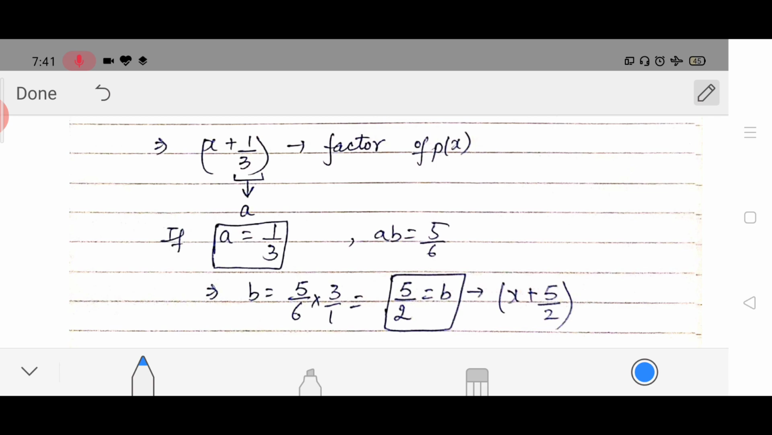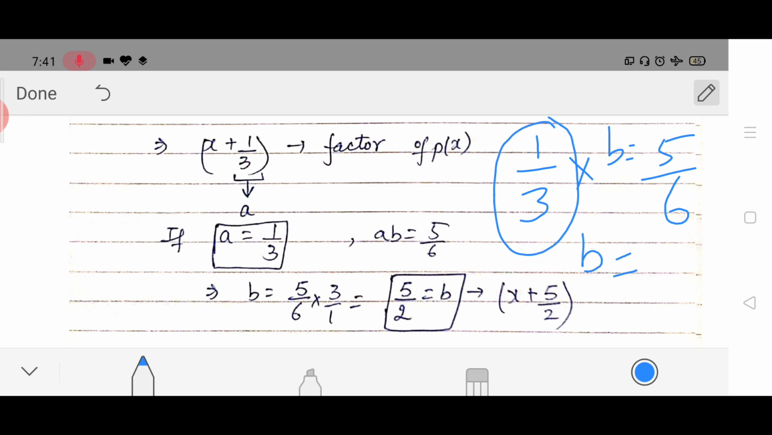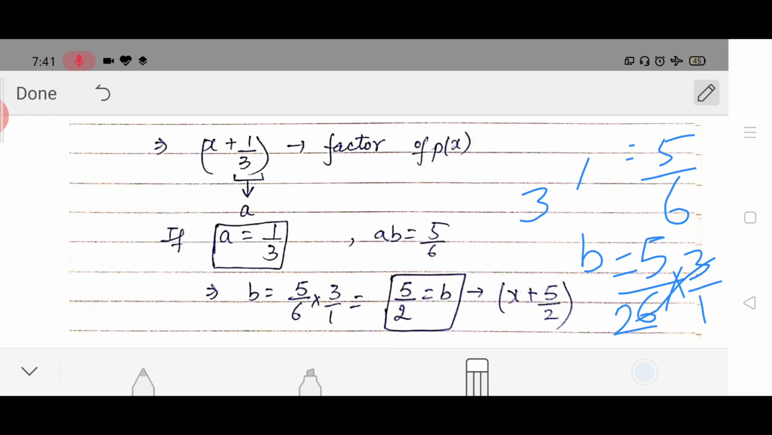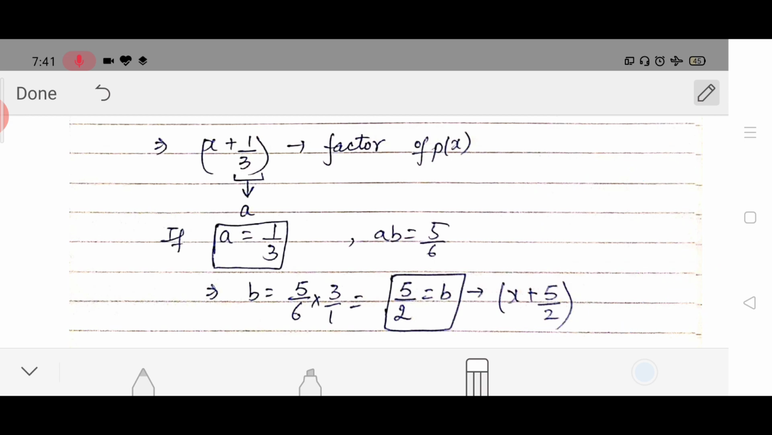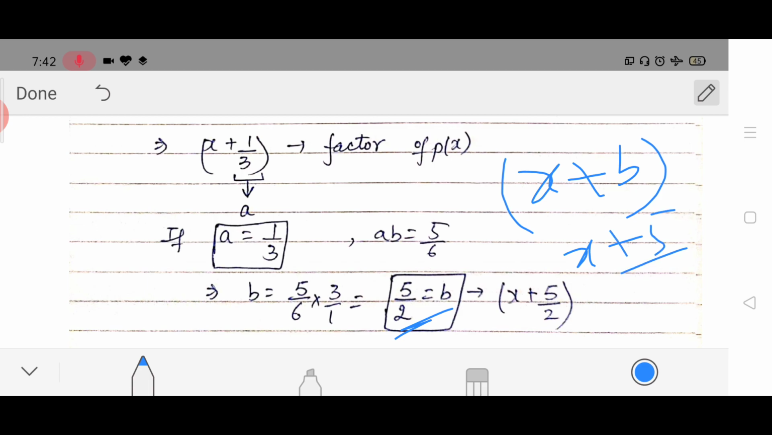We can write it as 1 upon 3 into b is equal to 5 upon 6. So from here you can find the value of b, as 1 by 3 here is in multiplication, so when it comes to the right hand side it becomes division, that is 3 upon 1. So after solving it, what is the value of b? That is 5 upon 2. 5 upon 2 is the value of b. So our second factor was x plus b, and here you are having b as 5 upon 2, so this will be x plus 5 upon 2.